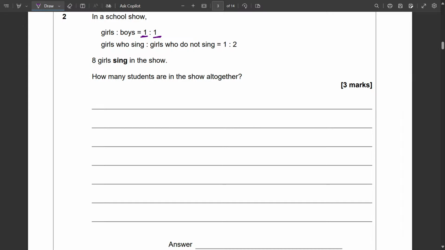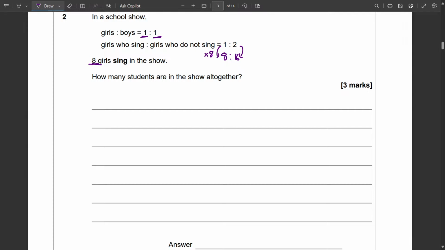Girls who sing to girls who do not sing is 1:2. That means for every 1 girl who sings there are 2 girls who don't sing. So if I wanted to work out anything, I can again use that factor. 8 girls sing in the show. So how many girls do not sing? If girls who sing goes from 1 to 8, that means I'm multiplying this side by 8, and that shows me that there are 16 girls who do not sing.